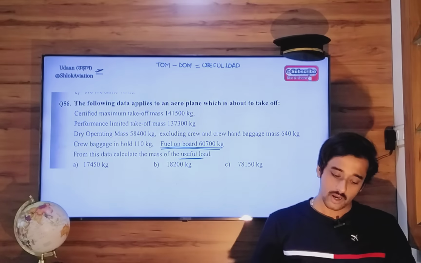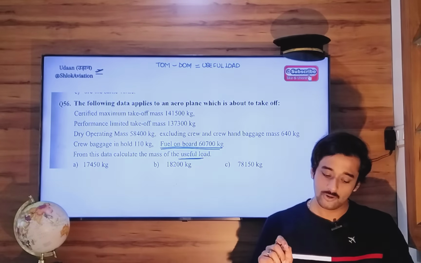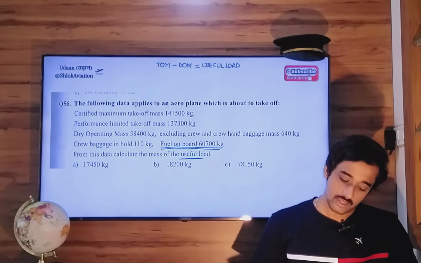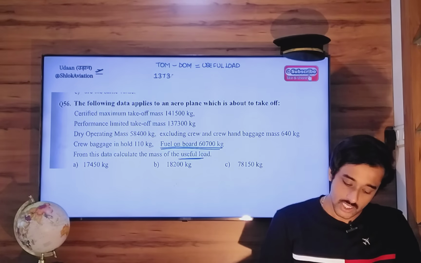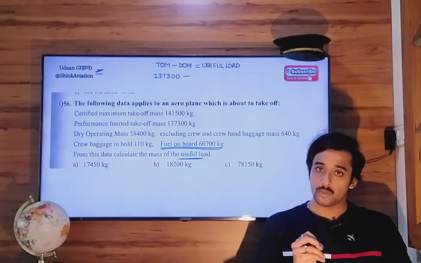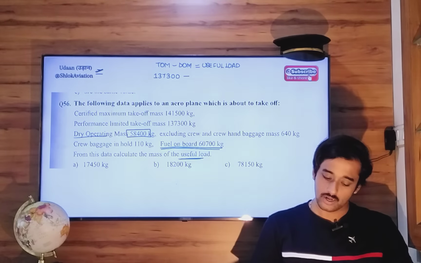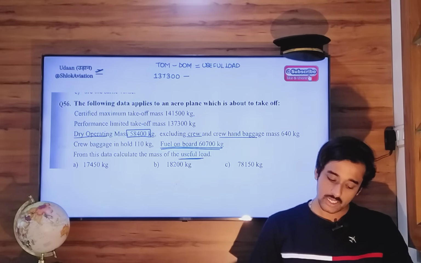What is the takeoff mass? Now you are going to see there are two takeoff mass values. You are going to select that value which is the lower one. So the lower value is 137,300. 137,300 minus dry operating mass. Now dry operating mass is 58,400 excluding crew hand baggage and crew baggage in hold.